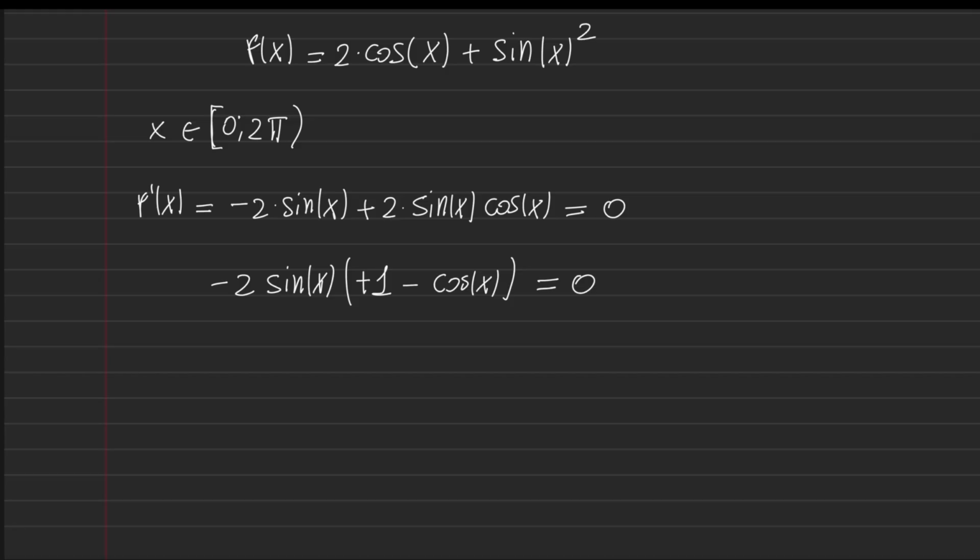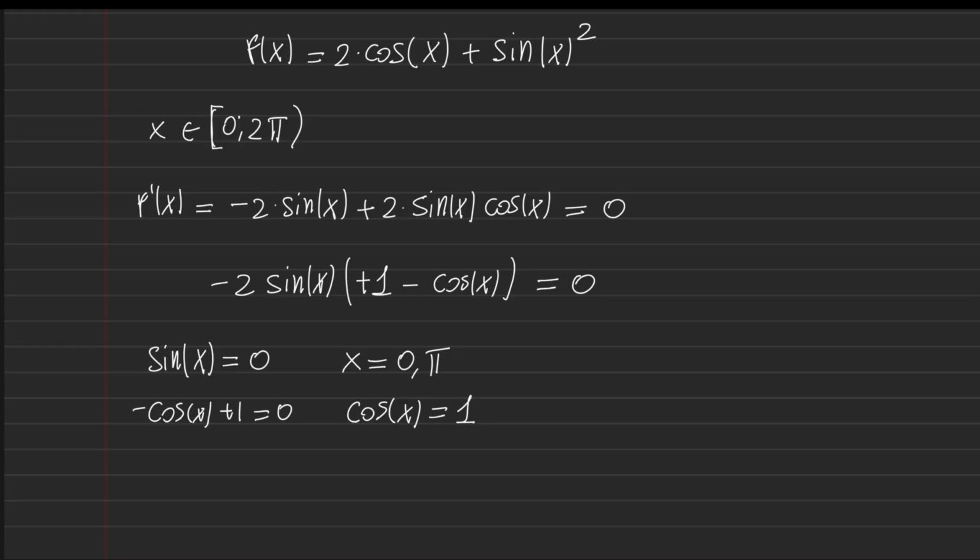And when does it happen? This happens only when the sine of x is equal to 0, and the sine of x is equal to 0 only when x is equal to 0 or x is equal to pi. And the cosine of x minus the cosine of x plus 1 is equal to 0, which means that the cosine of x has to be equal to 1, and the cosine of x is equal to 1 only when x is equal to 0.